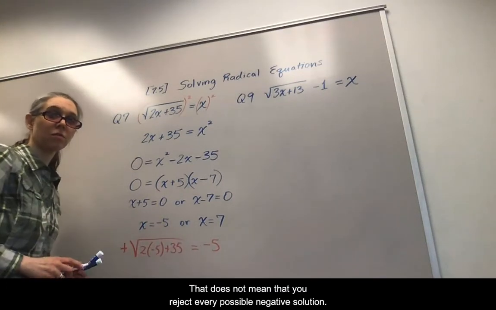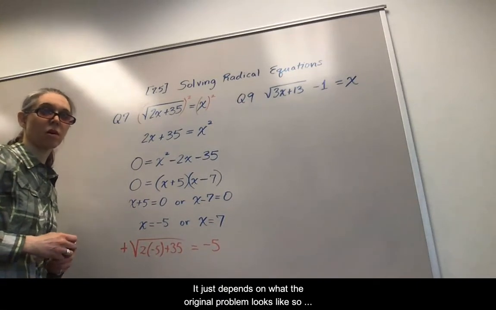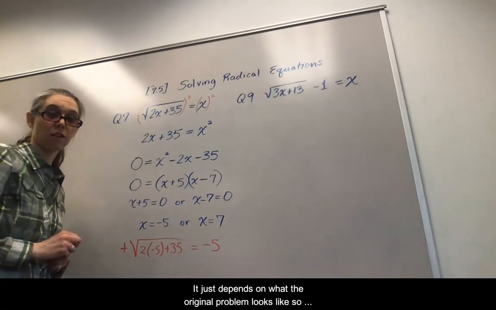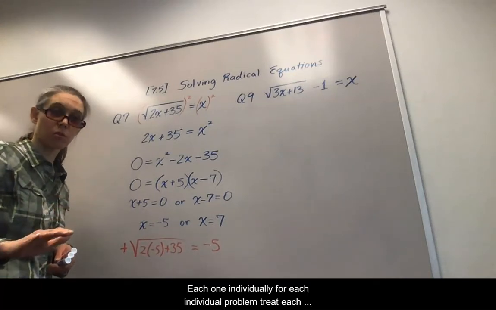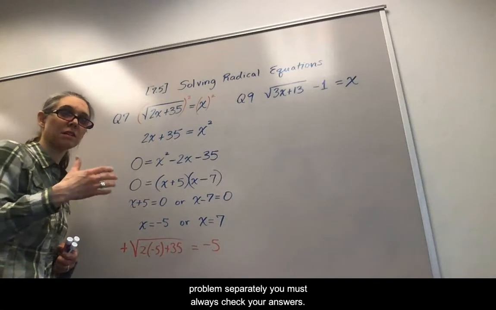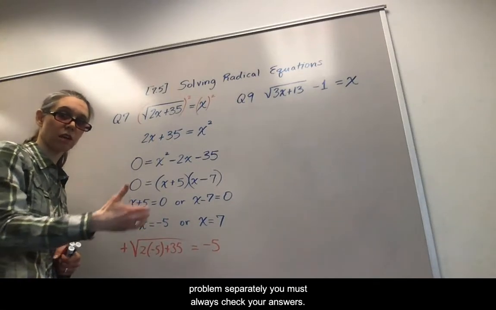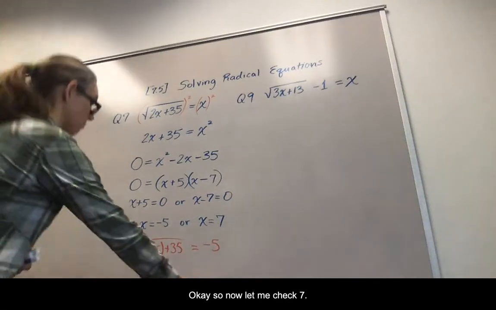That does not mean that you reject every possible negative solution. It just depends on what the original problem looks like. So always check every solution, each one individually. For each individual problem, treat each problem separately. You must always check your answers. Okay, so now let me check 7.